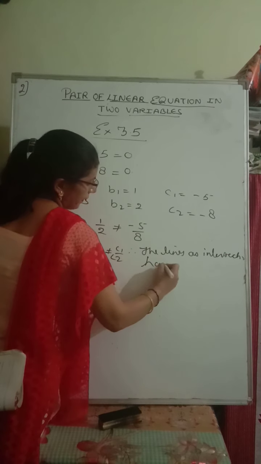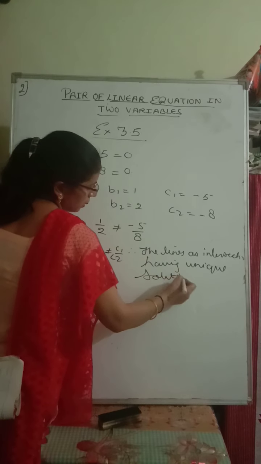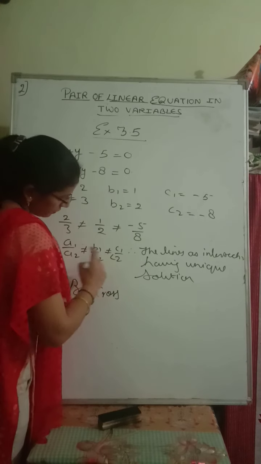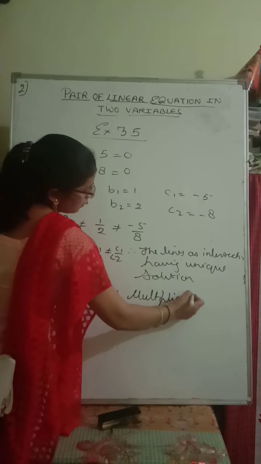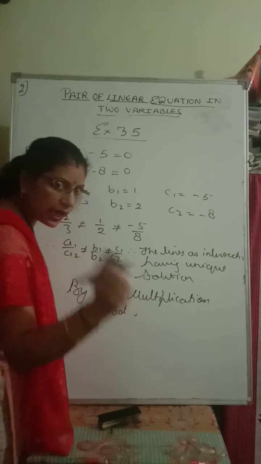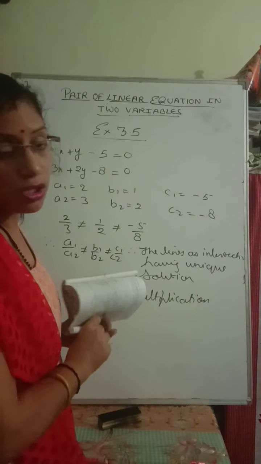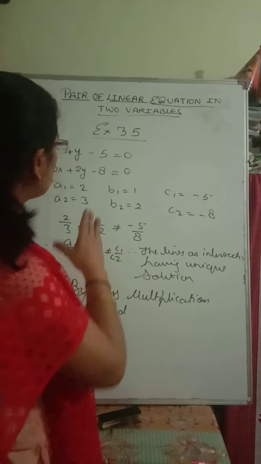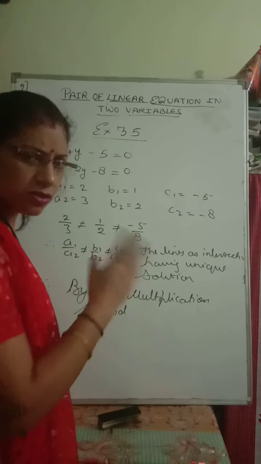Intersecting means having a unique solution. So by the cross multiplication method we will find the value of x and y. These are different methods to find the value of x and y. By the substitution method, the same answer will come. By the elimination method, the same answer will come. And by the multiplication method, the same answer will come. So these are different methods.